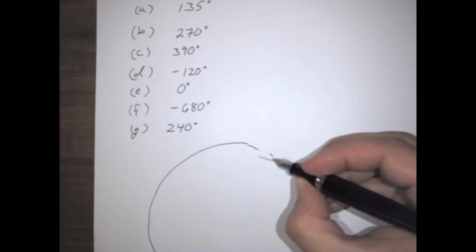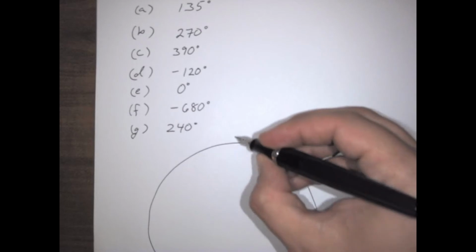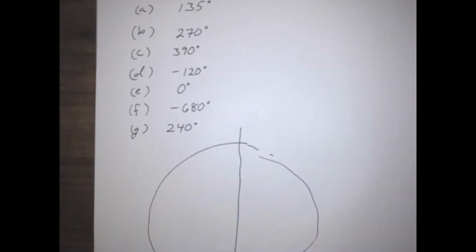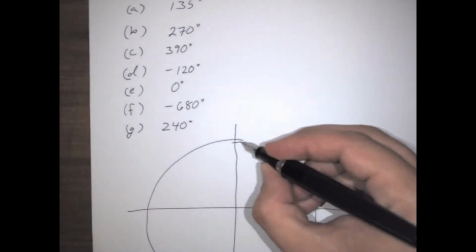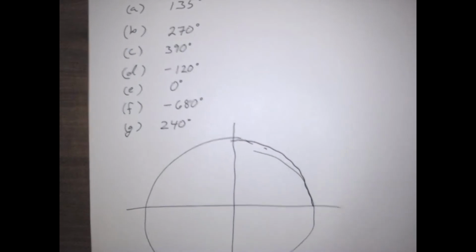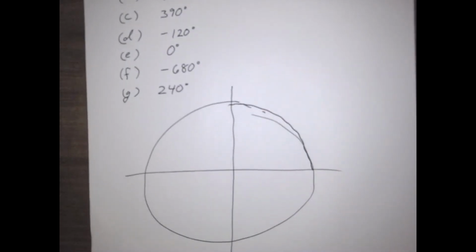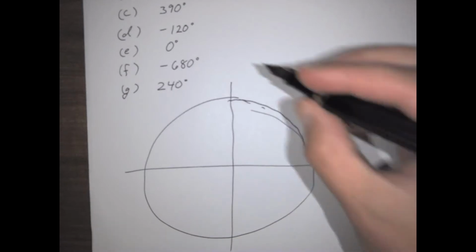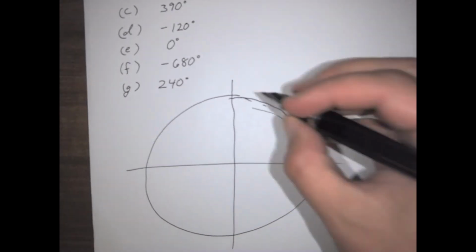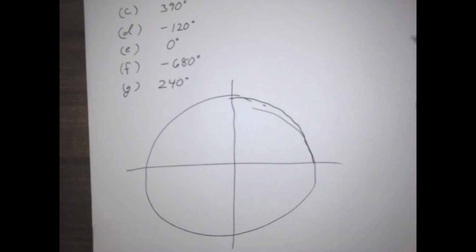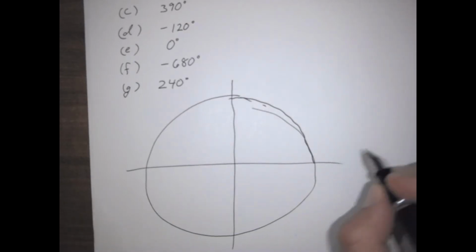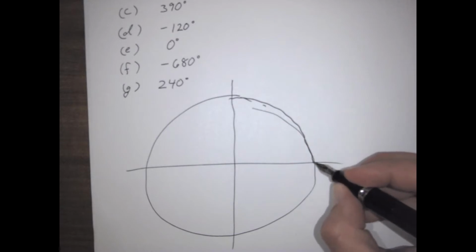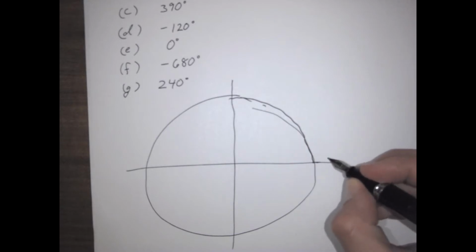Okay, so let's just have ourselves a little circle here. It's not a great circle, I'll be the first to admit, but oh well. It's the circle we've got. Okay, so let's start off before we label any of these specific ones. Let's just put in some of the key landmarks here.